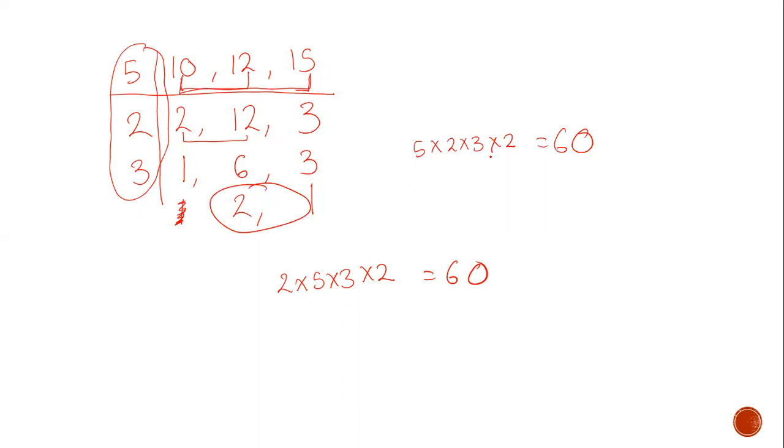So this is how you do it. You can do it for 4 numbers, 5 numbers. This, I believe, is kind of the best way to find LCM.